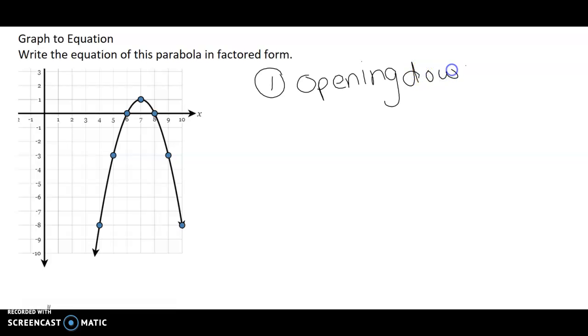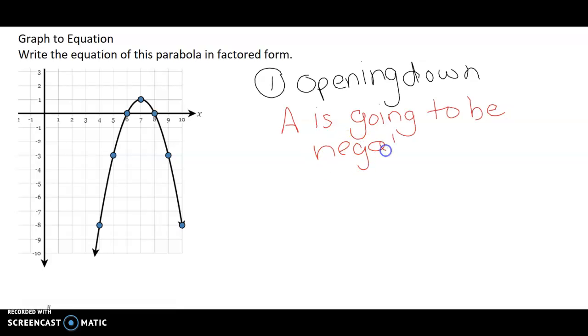And what does that tell me about the equation? It tells me that in standard form, the value of a is going to be negative. Okay, so I know it's going to be negative because my parabola is going downwards. So a, whatever it is in standard form, has to be negative.